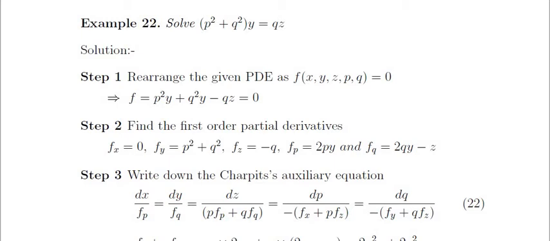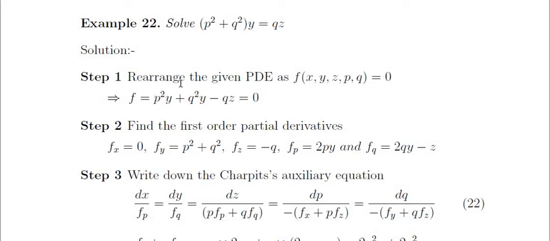First of all, you check that the given equation is non-linear. It is p square plus q square of y is equal to qz. Here the terms p square and q square are of second degree. Therefore, we can apply the general method for the solution of partial differential equations, Charpit's method. First of all, in step 1, we rearrange the given partial differential equation as f of x, y, z, p, q is equal to 0.